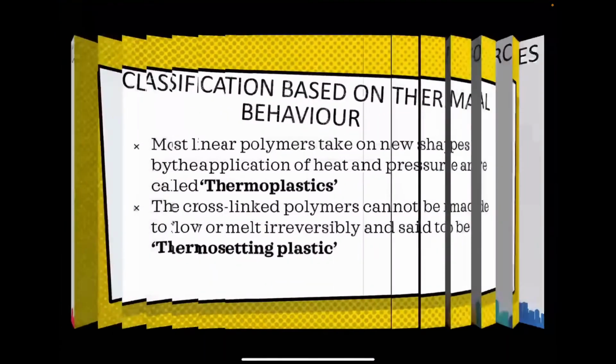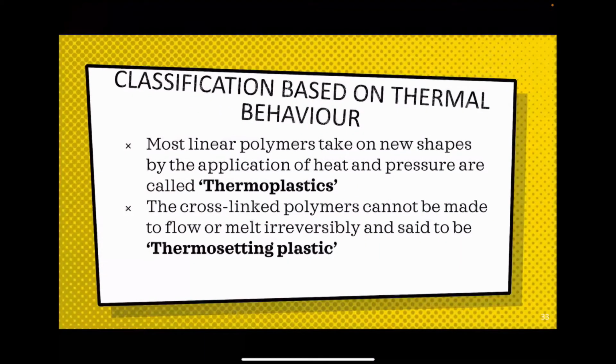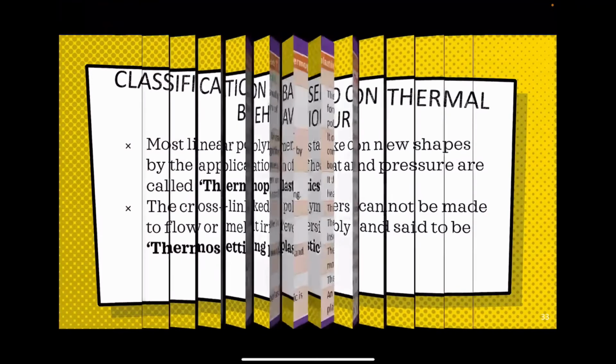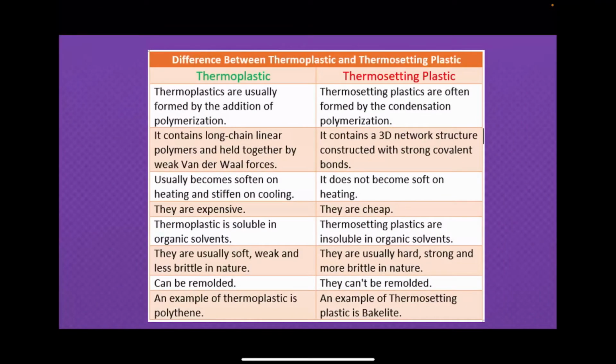Next, we move to the classification of polymers based on the thermal behavior. Based on the thermal behavior, polymers can be classified into two, which include thermoplastics and thermosetting plastics. Thermoplastic is a linear polymer that takes on new shapes by the application of heat and pressure, while thermosetting plastic is the polymer with cross-links that cannot be made to flow or melt irreversibly. These are the differences between thermoplastic and thermosetting plastics.